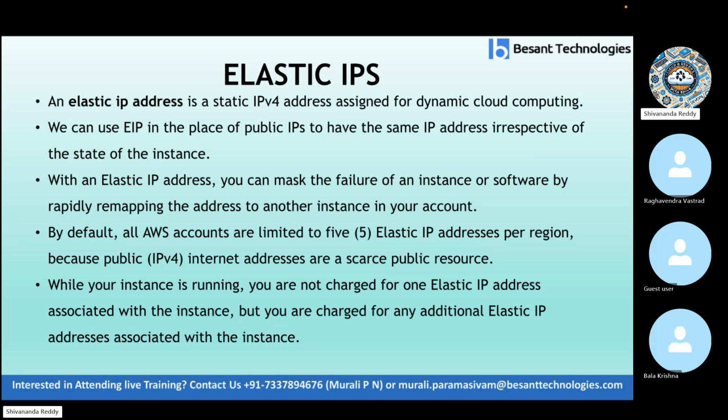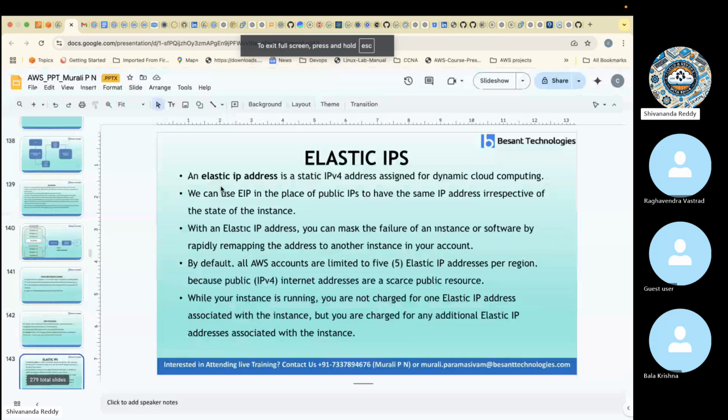We can use an elastic IP in place of a public IP. Like we were discussing last class, an elastic IP is a special purpose IP, a replacement for the public IP. So what is the difference between them? Public IP is dynamic, elastic IP is static. Say you have a server that is running. Let me show that option now.